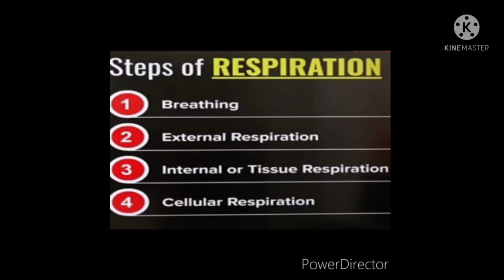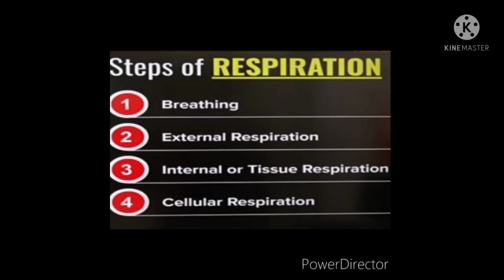Now we will read about the steps of respiration. I have already told you that there are 4 steps of respiration. They are very complex and take place continuously one by one. The first one is breathing, the second one is external respiration, the third one is tissue respiration, and the fourth and final one is cellular respiration. So first of all, breathing. I have already told you about breathing, and then I told you about the structure of alveoli, so that you may know how the absorption of oxygen takes place in the lungs. Now the second one is external respiration.